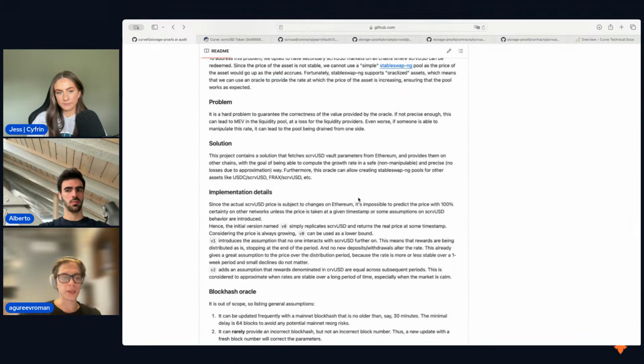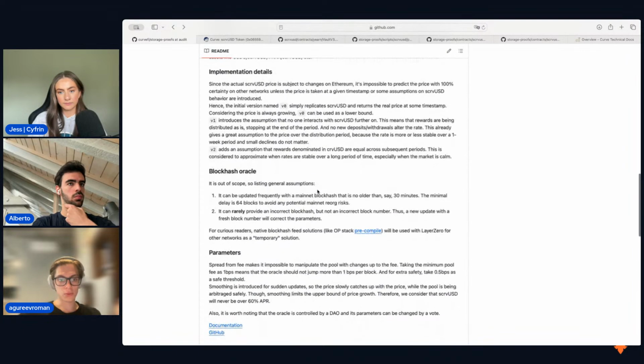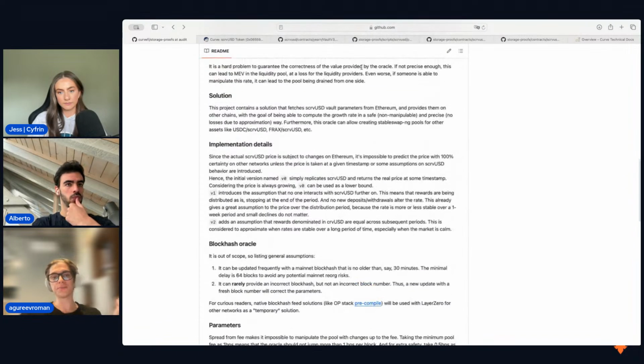Also, since we will reuse this code, we will use some networks that don't have this block hash oracle, so we have to make some assumptions, and I wrote them here because we will use some trustworthy, less trustworthy oracles. So how do we take the price?